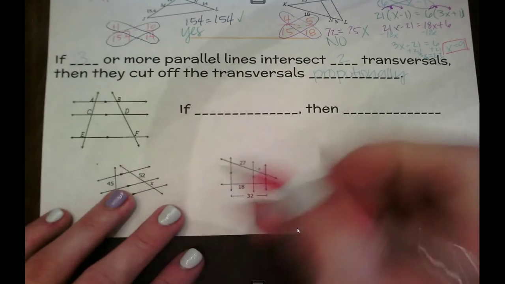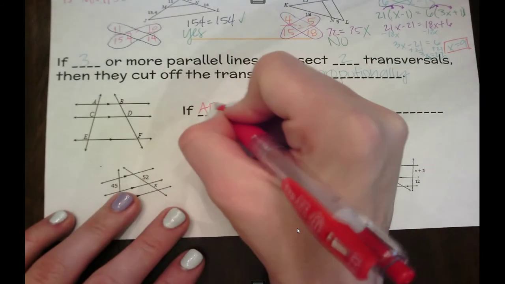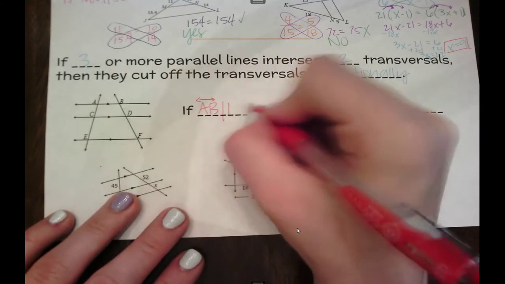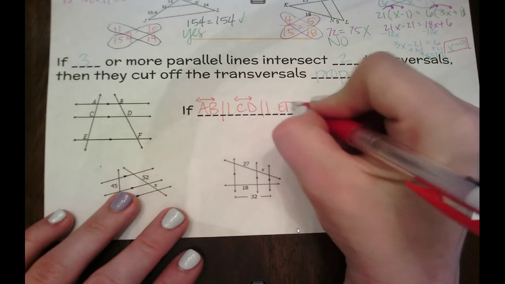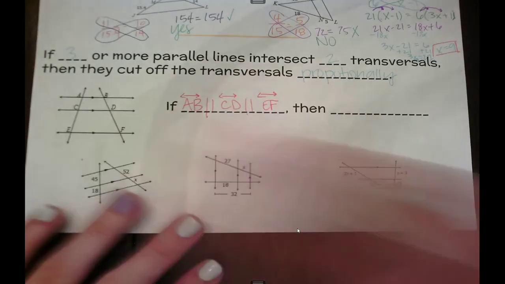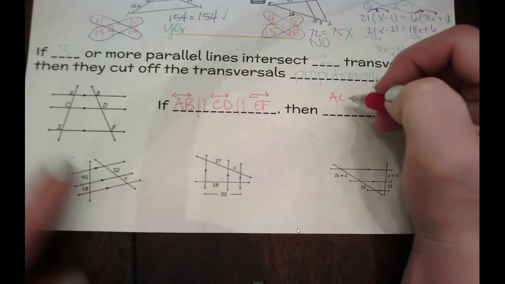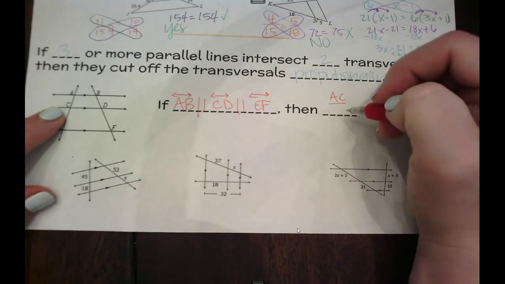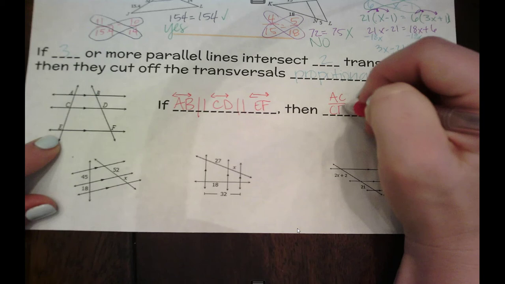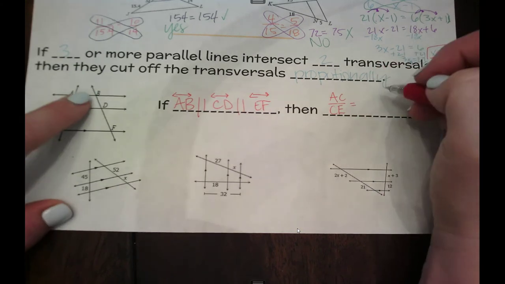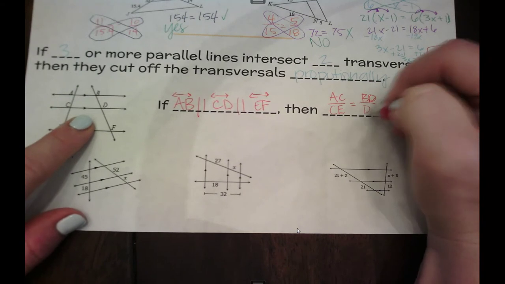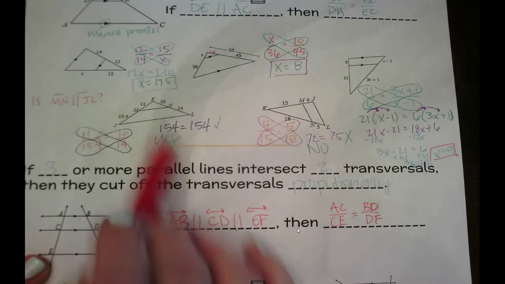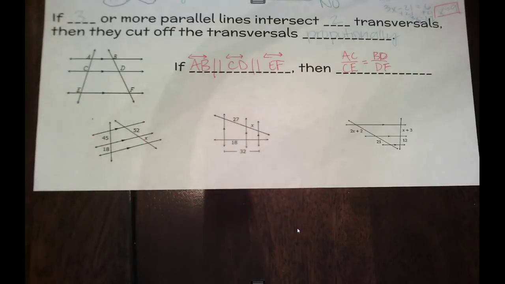Okay, so if our lines AB is parallel to CD, and that's parallel to EF, then AC over CE equals BD over DF. So it's the same kind of thing. We're just not looking at it as a confined triangle. It's a bunch of parallel lines.